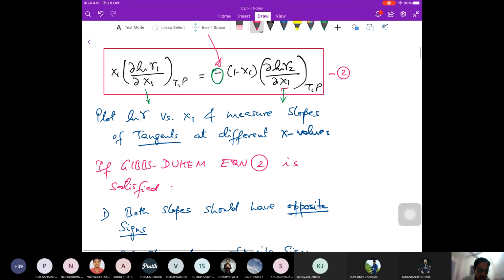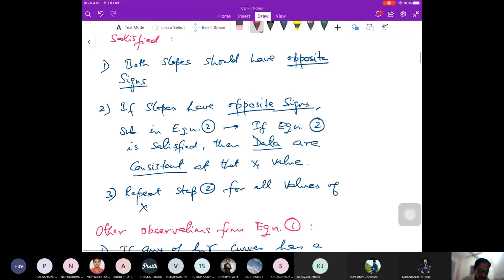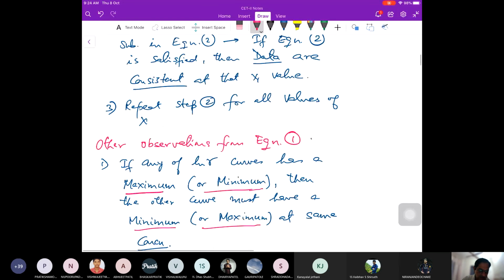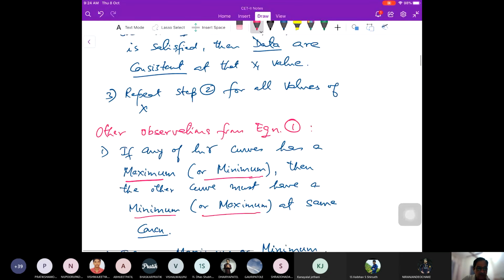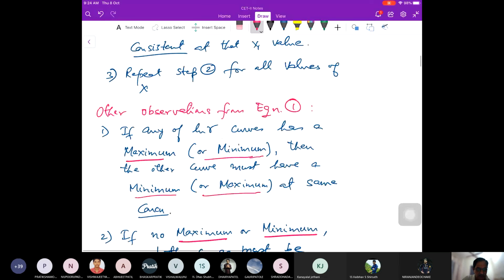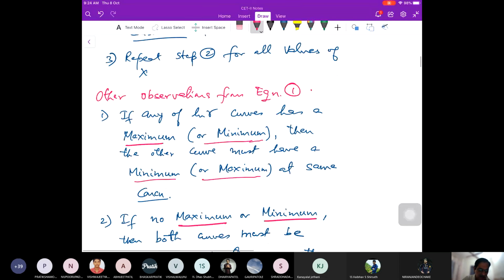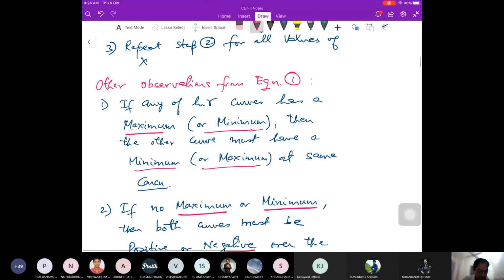But only if there's a maximum here for this derivative and a minimum here for this derivative, then you can have this equation satisfied. For the time being, assume that this is the condition. कैसे आया? It's a different matter. Derivation अलग है. I can show you tomorrow.